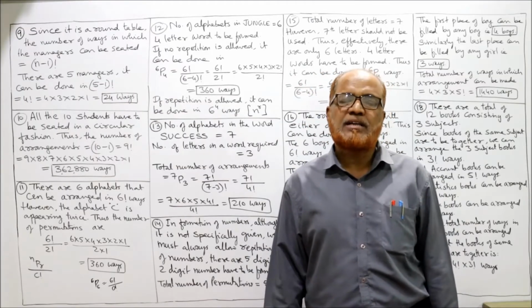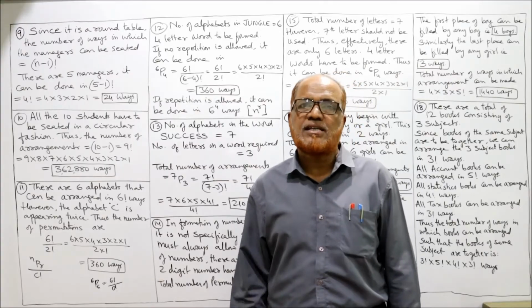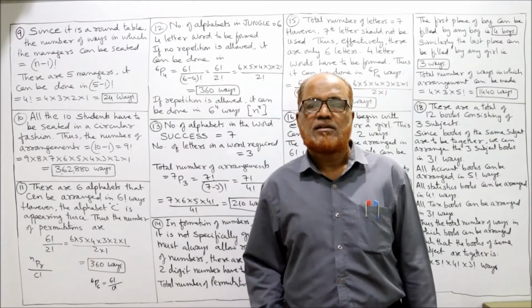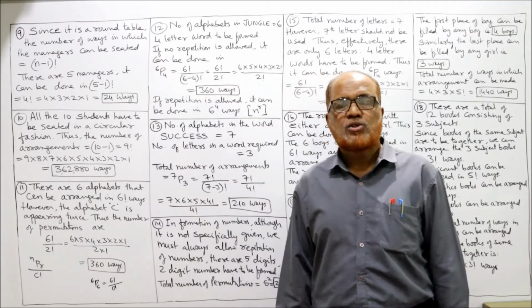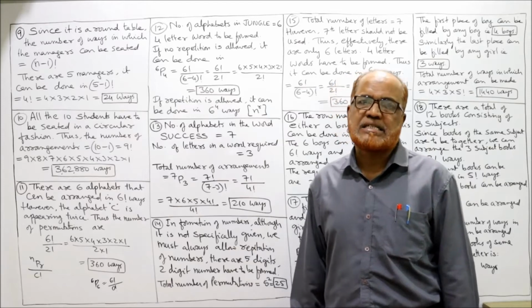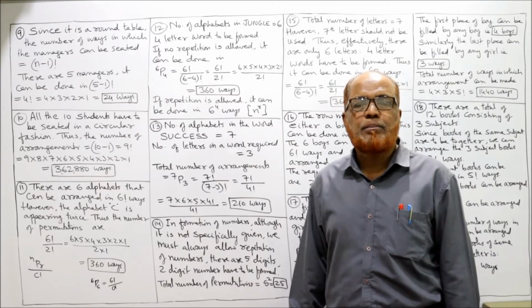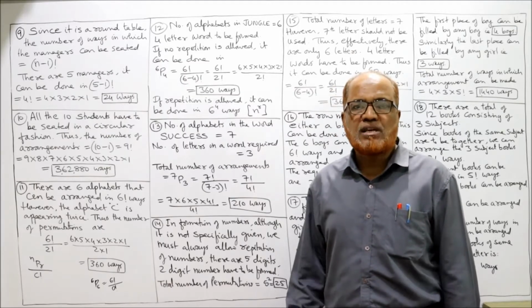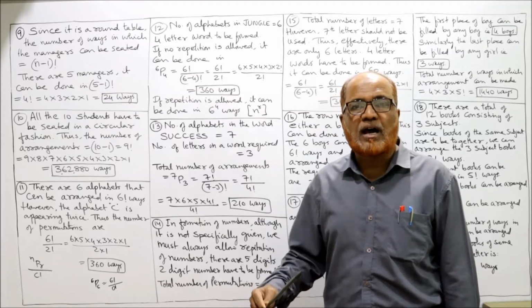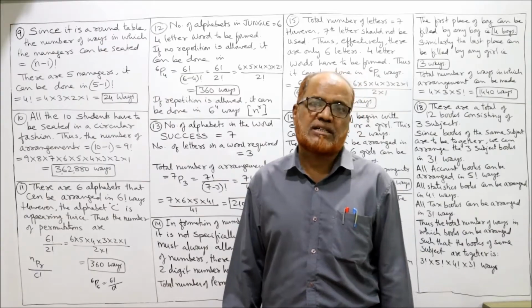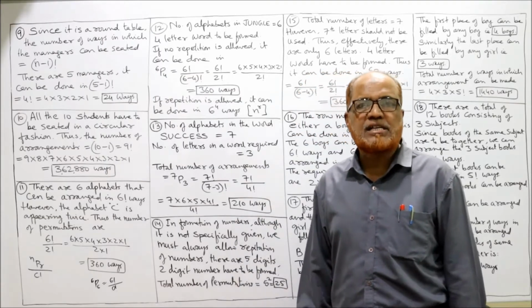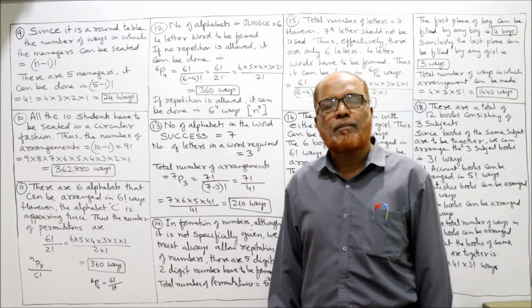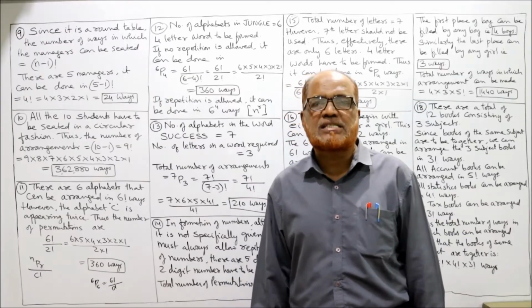The new point is, in this choice, one alphabet is repeating, which is the alphabet C. C is coming twice. So the formula will be slightly changed. The formula will be NPR divided by C factorial. C factorial means how many times the alphabet is repeated. So in our problem, C is repeated twice.